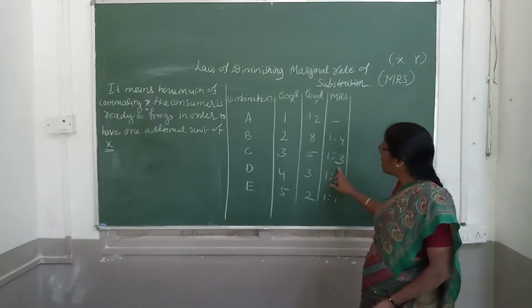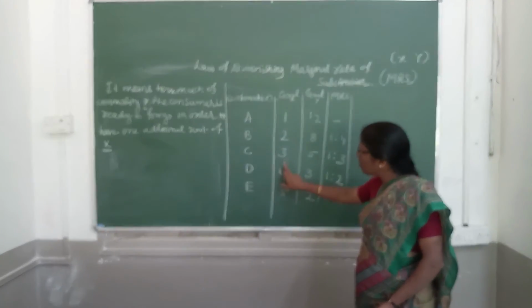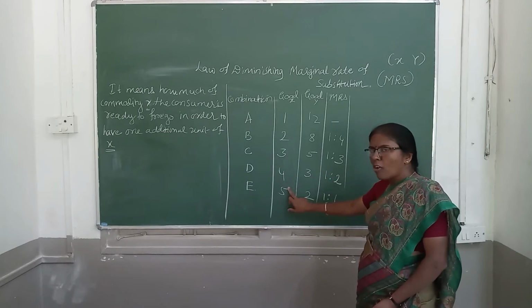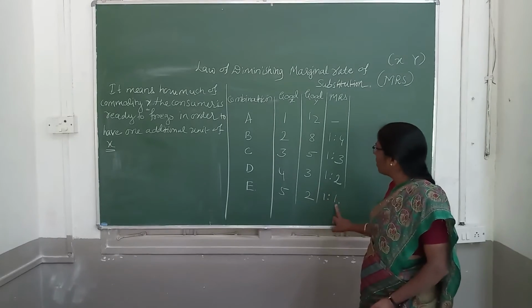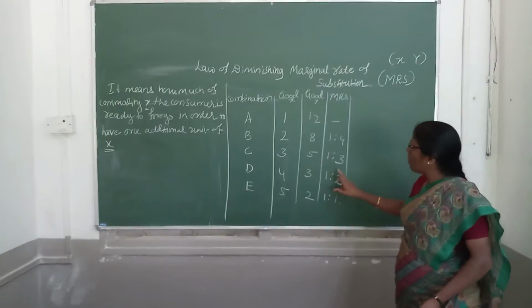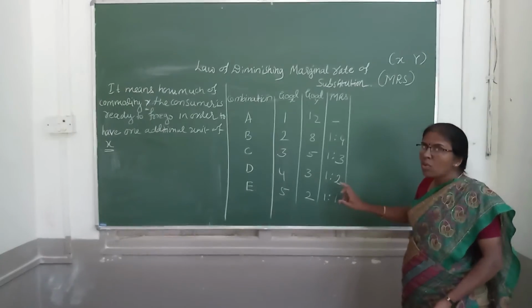Suppose again, what happens if he or she wants to purchase one more of X? He has to give up here 3. So here, one more of X and he has to give up 2. One more of X, he has to give up 1. So what is the ratio? 1:4, 1:3, 1:2 and 1:1.